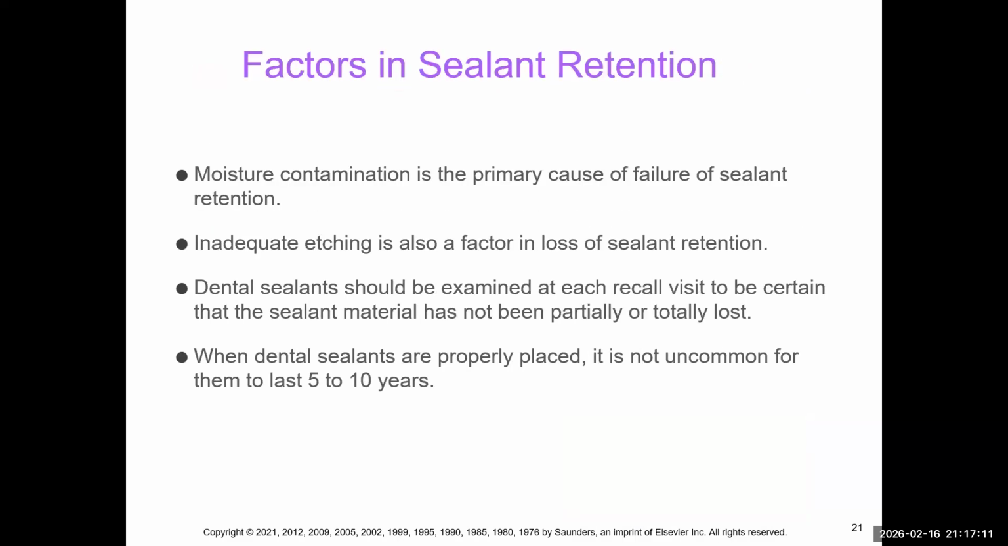Okay. Here's some factors in sealant retention. Moisture contamination. That's the primary cause of failure because of sealant retention. So inadequate etching, you didn't etch it enough.